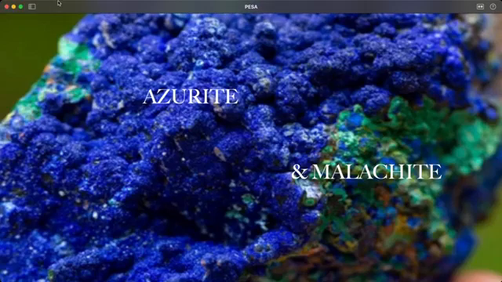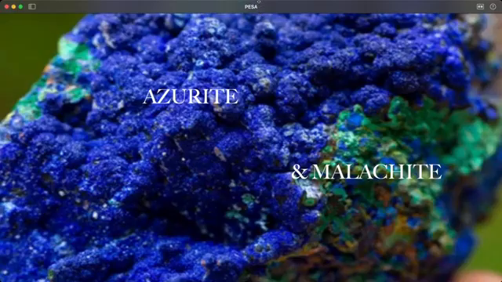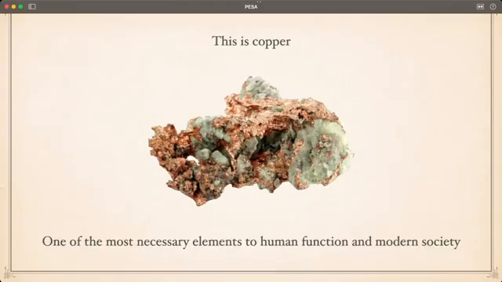Today we're going to be looking at two famous minerals forever interconnected, azurite and malachite. Their similarities and their differences, really what makes them unique. Now, this is copper. It's not a mineral, actually an element.